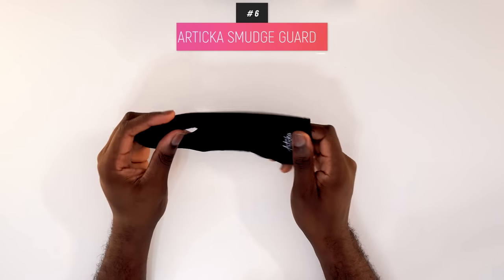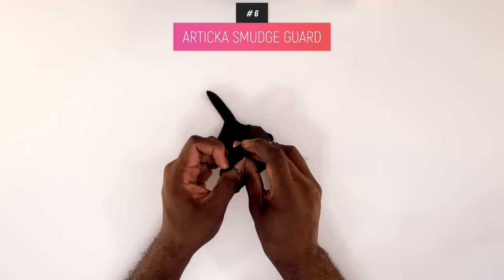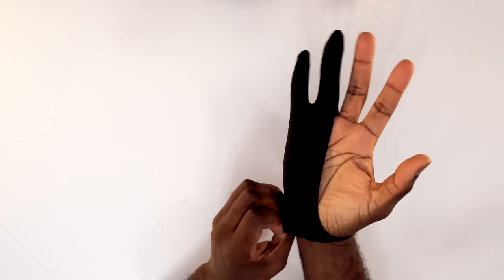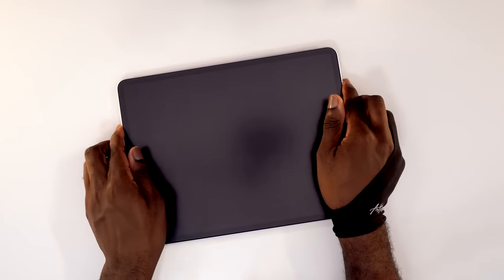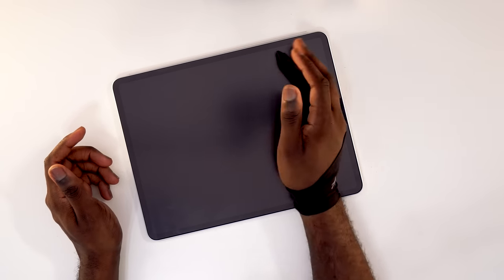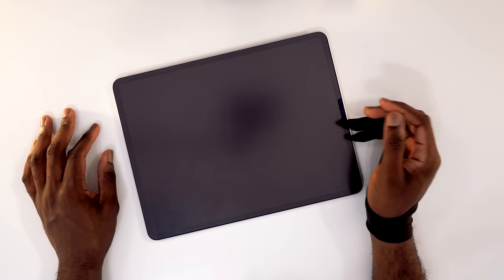Number six is something even newer to my setup, and this is the Artica Smudge Guard. This is a very nice quality feeling fabric glove that keeps your hand gliding smoothly over the iPad surfaces you draw. I found it also increases the accuracy of palm rejection and keeps your iPad screen pretty clean if you're drawing for long periods of time or you don't really feel like washing it over and over with a cloth or a smudge cloth thing.